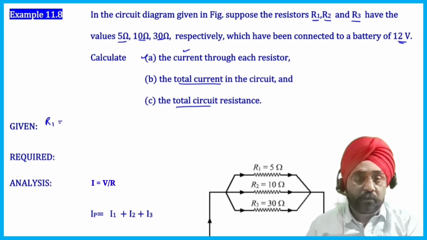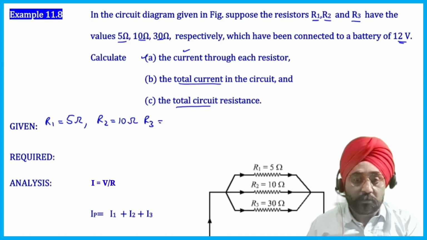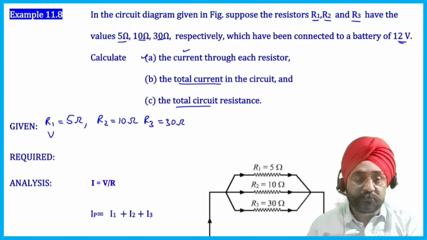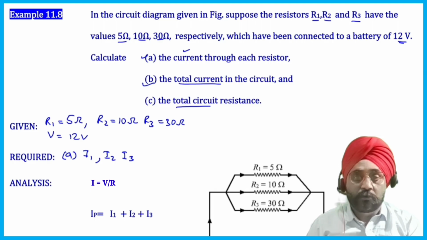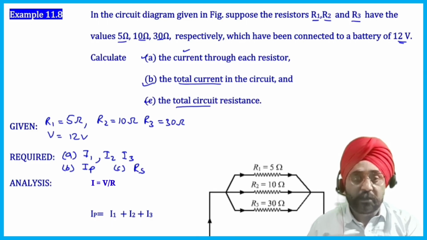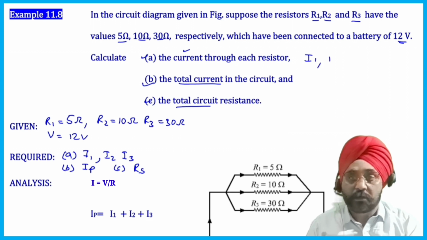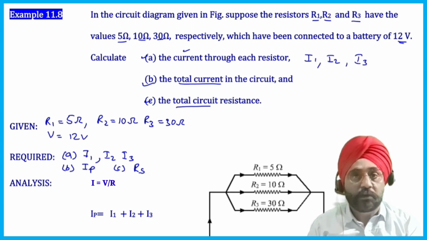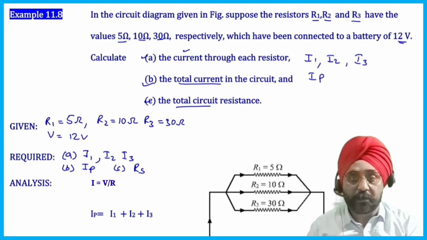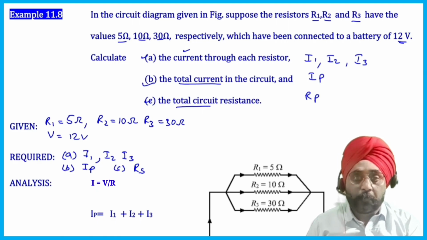First let us write the given. R1 is equal to 5 ohm, R2 is equal to 10 ohm, R3 is equal to 30 ohm. Potential difference is 12 volt. Find: current through each resistor, I1, I2, I3. Total current in the circuit, IP. Total circuit resistance, RS. P stands for parallel, so total resistance is RP. We have 5 things to find.